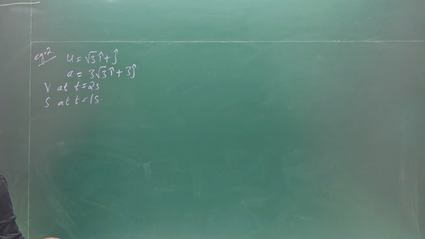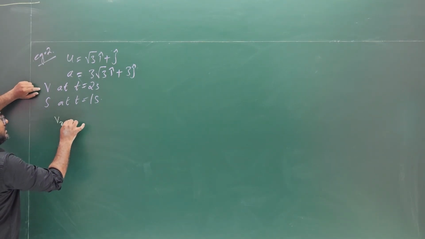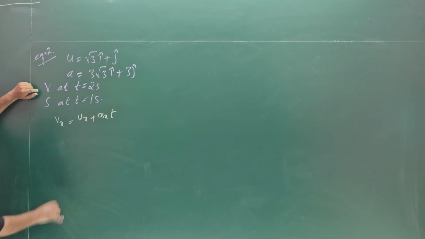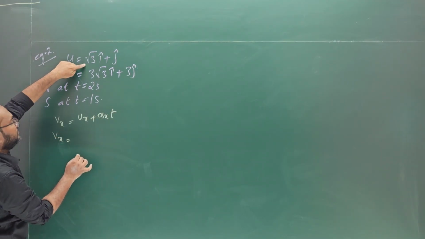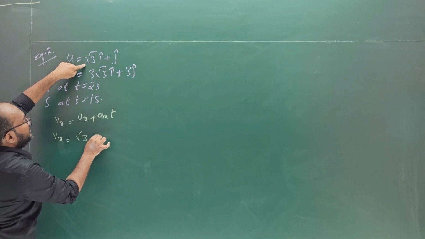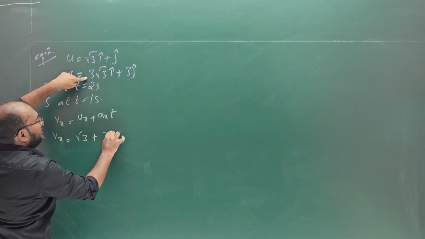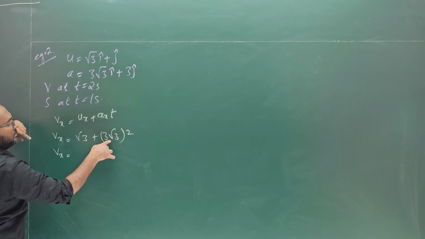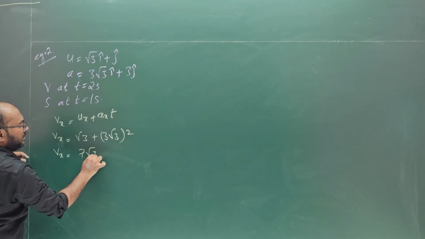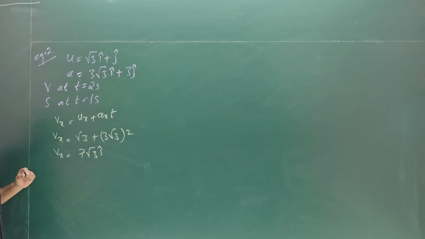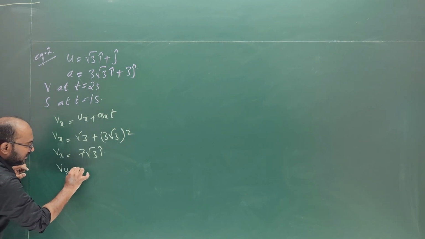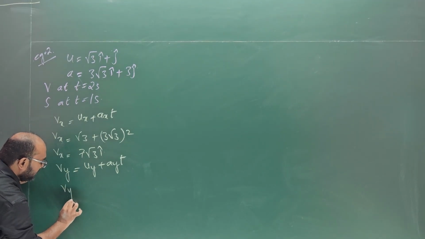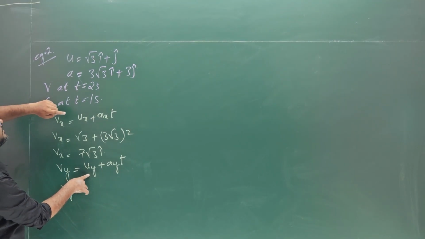Okay, shall I now? So can I write Vx is equals to ux plus axt? So Vx is equals to ax, that is root 3 plus 3 root 3 into 2, and this is Vx is equals to 7 root 3 i cap. How many of you got this answer? Okay, very good.